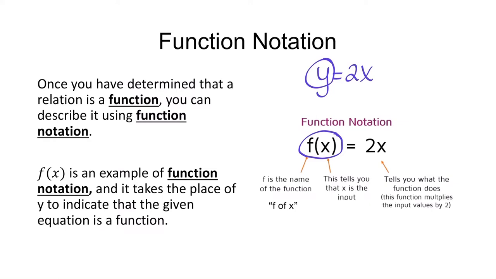That's how this is read, f of x. And that f of x will take the place of y, and so f is the name of the function, x is the input, and so this 2x tells you what this function is doing. So this function is going to take all the input x values and multiply them by 2.